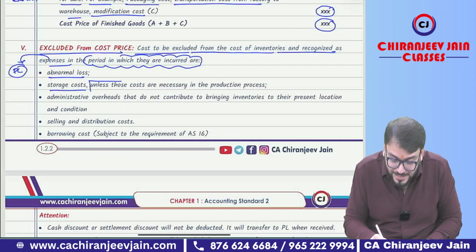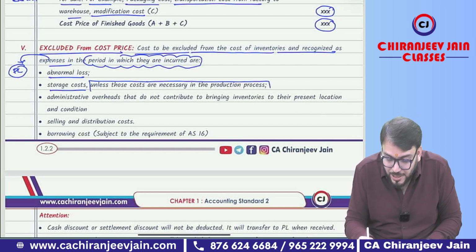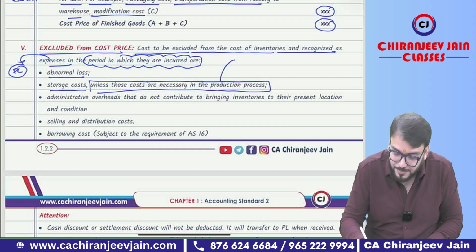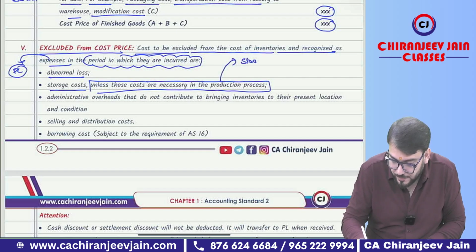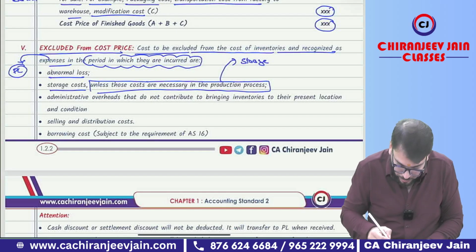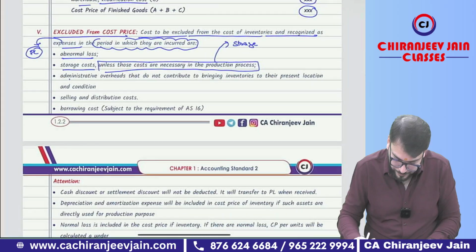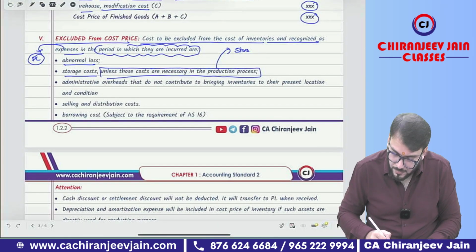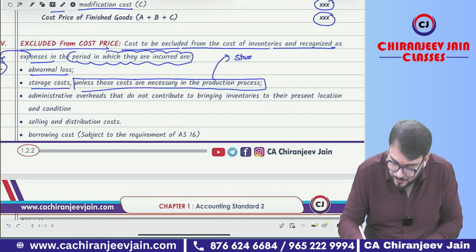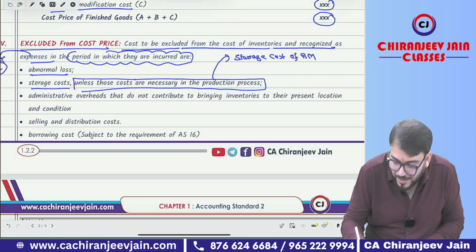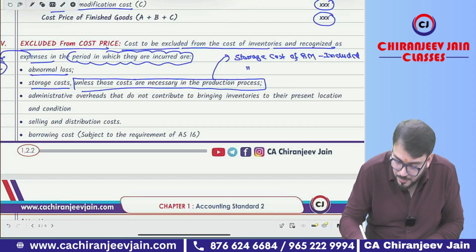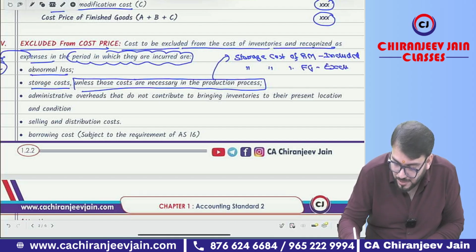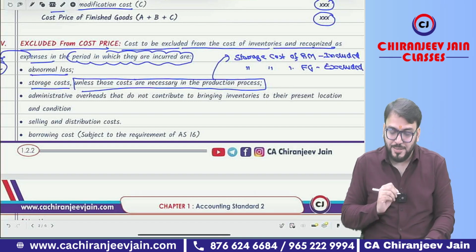So storage cost will be included only if it is necessary in the production process. Means storage cost of raw material will be included, but storage cost of finished goods will be excluded. Very important from exam point of view.